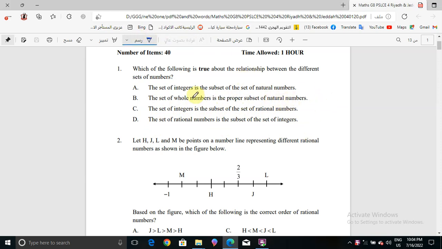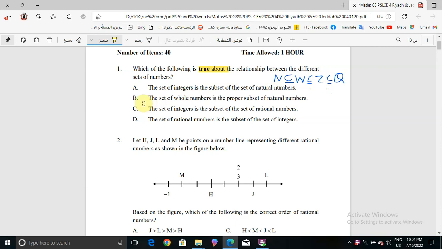Now here, first of all, there is a formula: natural numbers are a subset of whole numbers, whole numbers are a subset of integers, and integers are a subset of rational numbers. Now, which one is true about the relationship between the different sets of numbers? The first one says the set of integers is a subset of the set of natural numbers. No, because integers are a subset of rational numbers, not natural numbers.